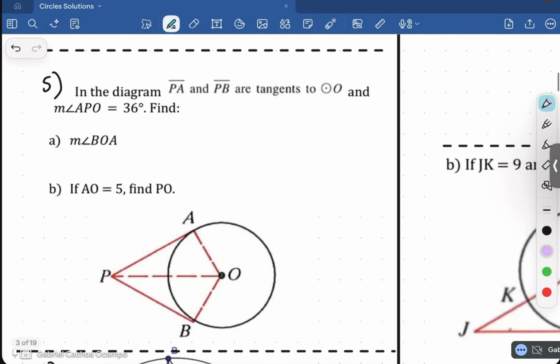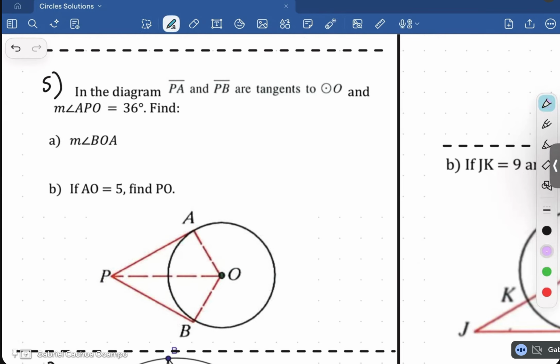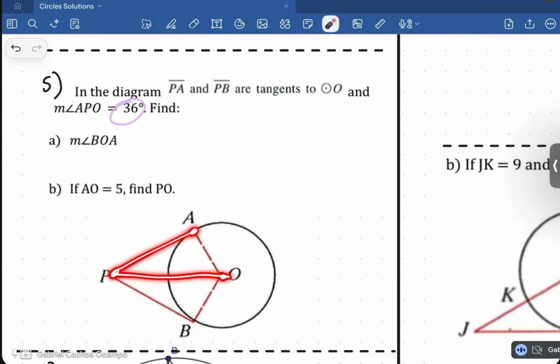Okay, so look, we have two tangent lines meeting outside of the circle. So we haven't even started, and what can we say? We can say that these two lines measure the same. So what information is the problem giving us? That this measures 36, APO. This one measures 36.